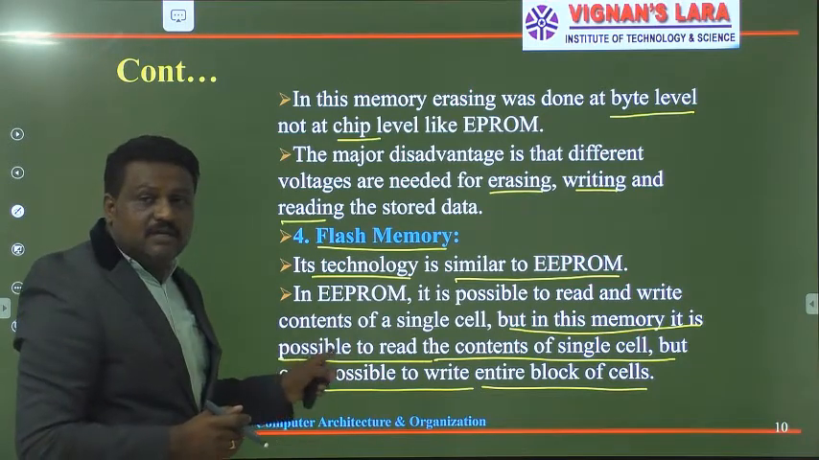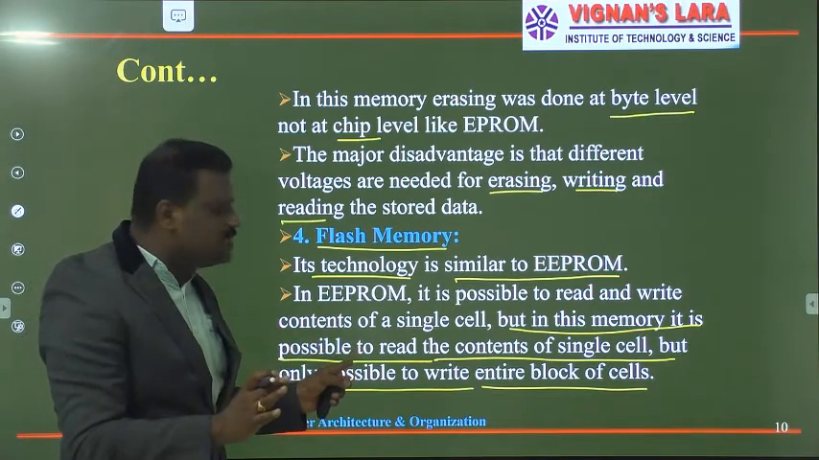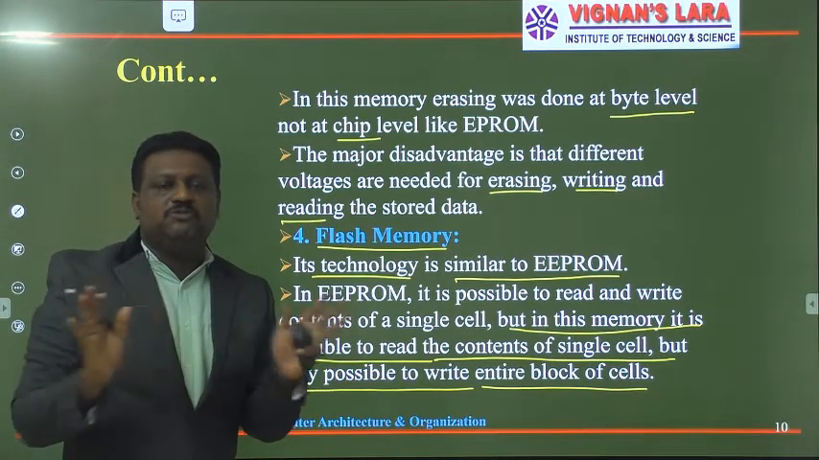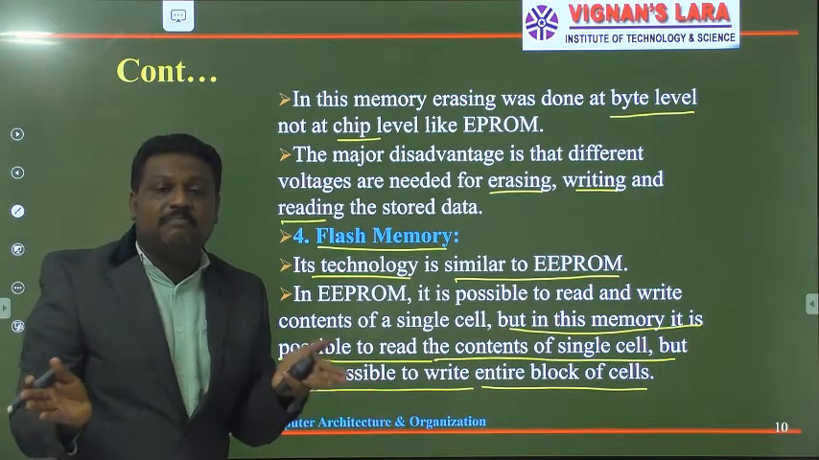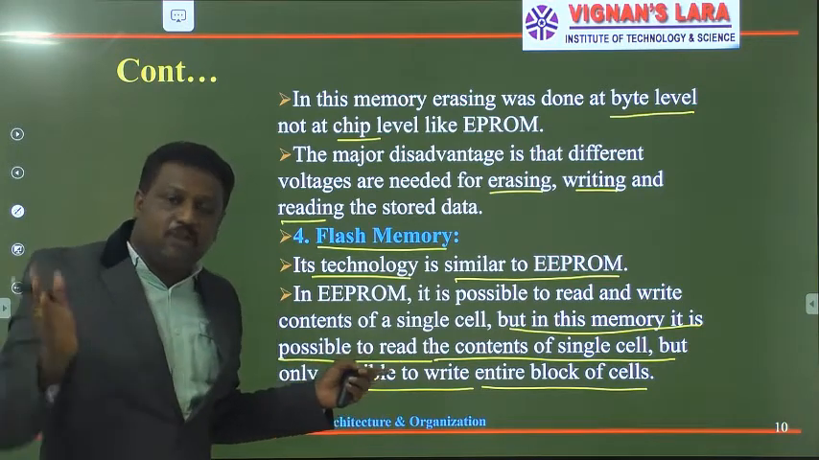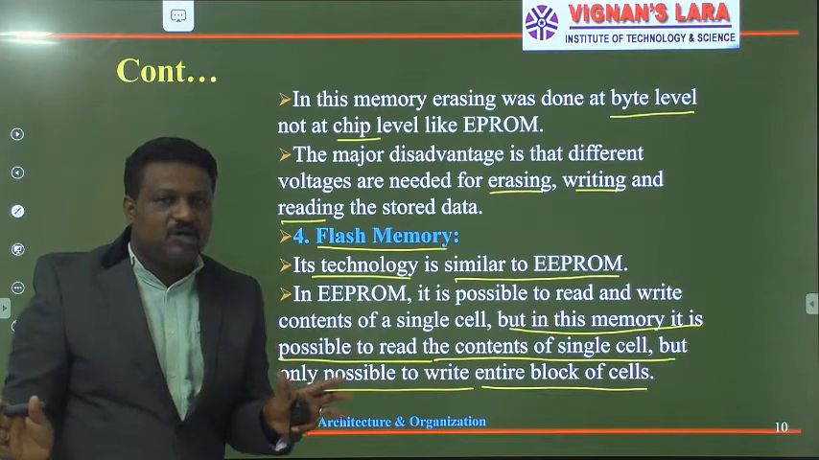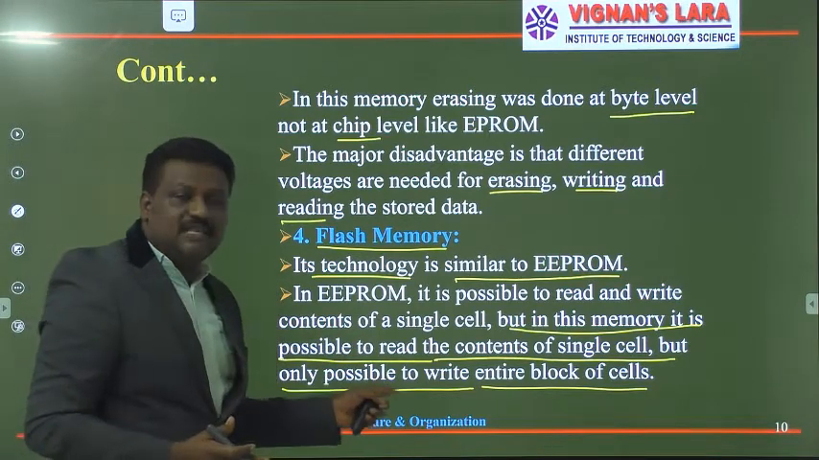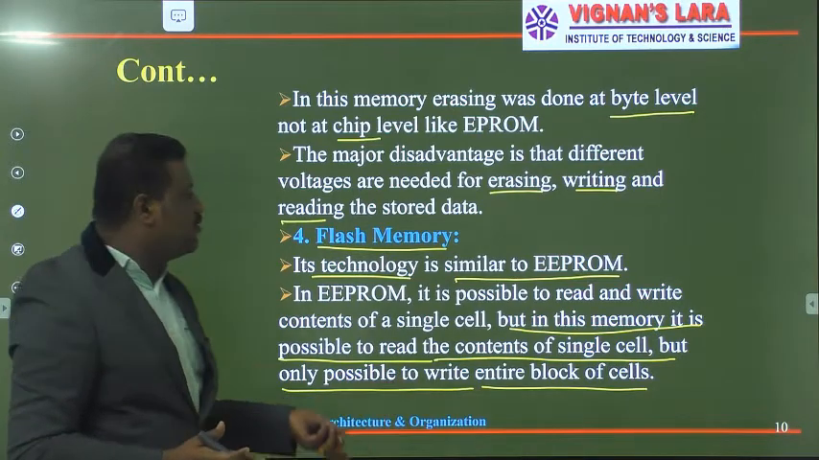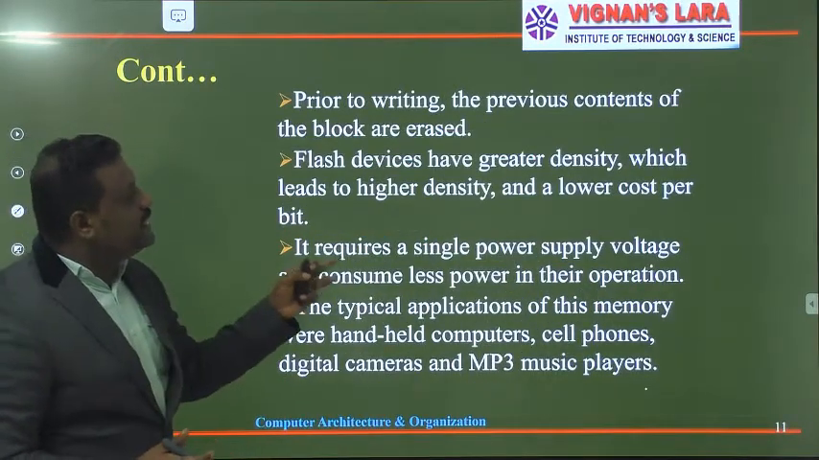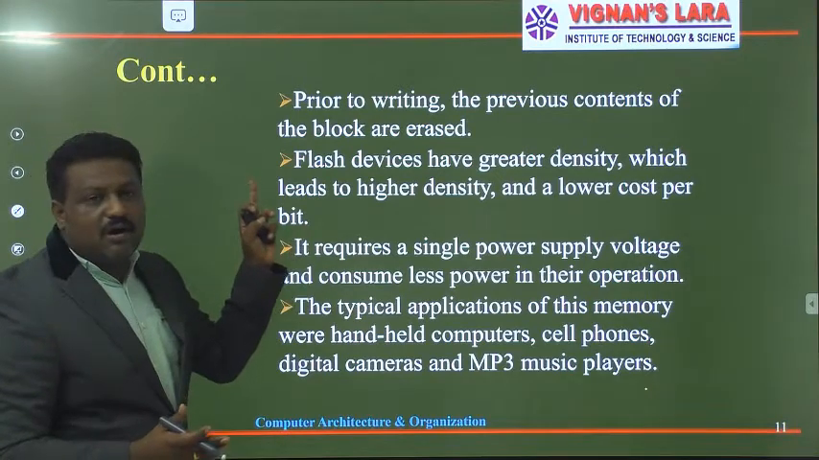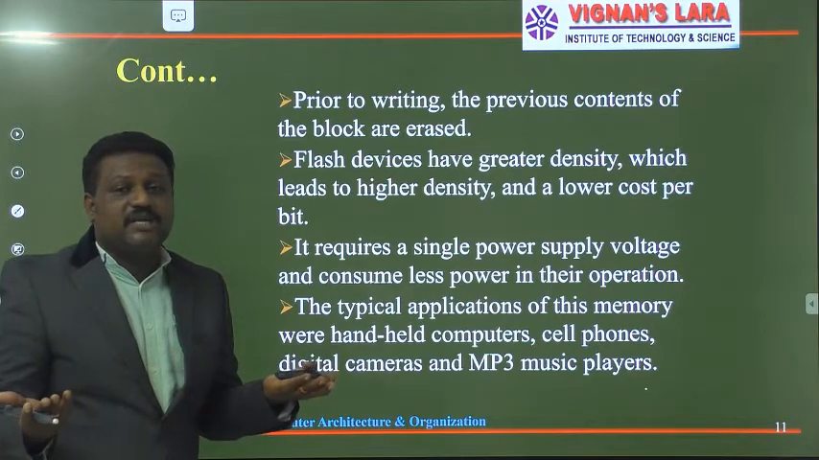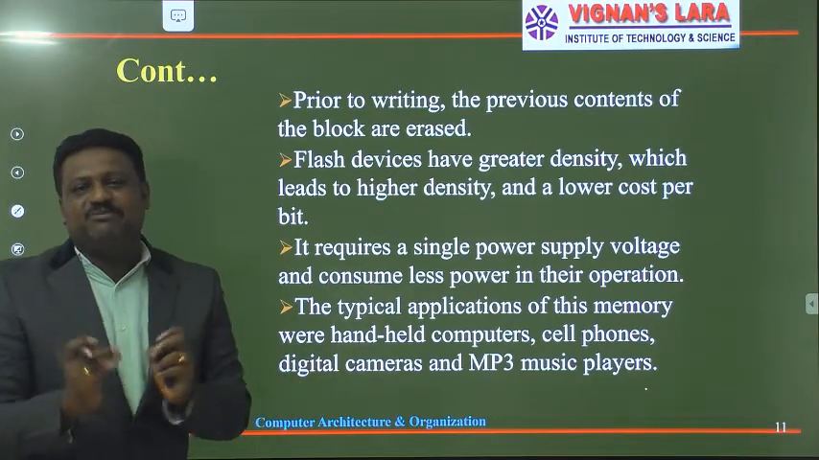But coming to flash memory, the thing here is I can do a read operation on a byte, but I cannot do erasing on a byte itself. Here I do erasing at a block level. Once I do erasing at a block level, automatically I can rewrite that block. That's the meaning of this particular statement. So prior to writing, the previous contents of a block are erased. If I want to write new information onto any particular locations, first of all I have to erase it.